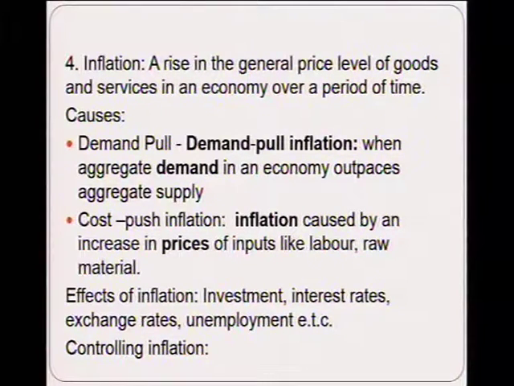It causes the rise in the general price level. Cost push is the other cause of inflation. This is inflation caused by an increase in the prices of inputs. Inputs like labor and raw material: if there's an increase in the price of inputs, this translates to inflation, which we call cost push. It's derived from increases in the costs of raw material for production processes. So those are the two causes of inflation: cost push or demand pull.